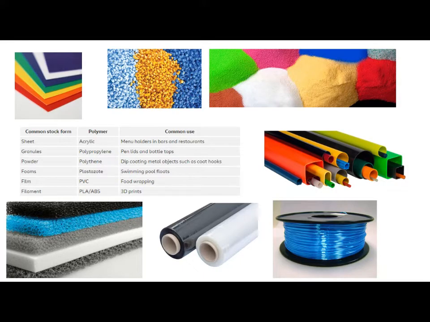You can buy it in sheet. So top left, you can buy it in sheet. An example of that is acrylic. We buy acrylic in sheet form for laser cutting. It can come in granules. The granules are quite often used in injection molding and things like that. They are fed into the machinery, melted down, injection molded into multiple different products.